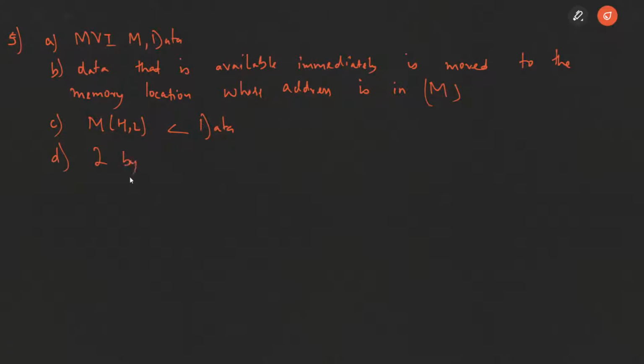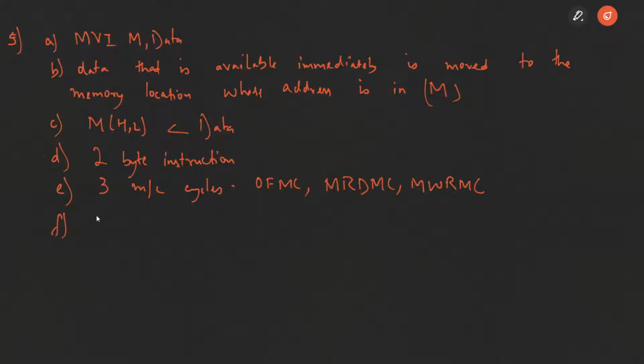So it's a 2-byte instruction. 1 byte will be consumed by the opcode. 1 byte will be consumed by the data that's actually available here. It consists of 3 machine cycles. These 3 machine cycles are the opcode fetch machine cycle, the memory read machine cycle, and you're also writing this data onto the memory location. So there will also be the memory write machine cycle in this case.